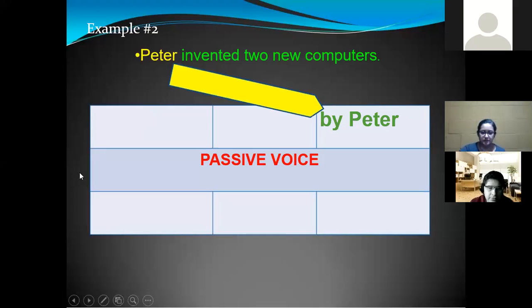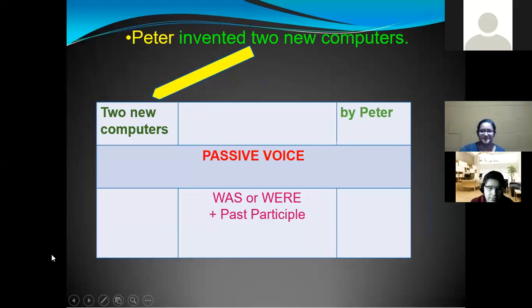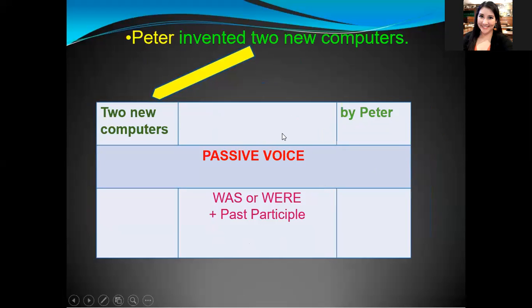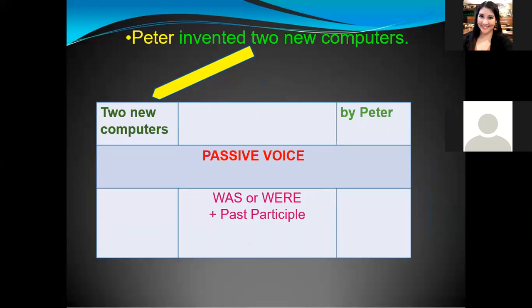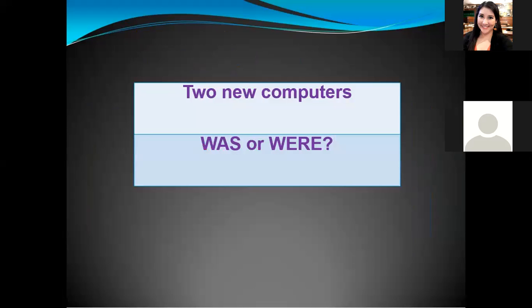2 new computers, all right. So let's say, very good. Thank you, Maria Araceli, very good. Excellent, you're gonna get a sticker. Veronica, what would go in the middle? Were invented. Excellent, Veronica, were invented. Vero, why were and not was? Was or were for the two new computers. Because it is were. Plural. Excellent. Because you have two new computers.